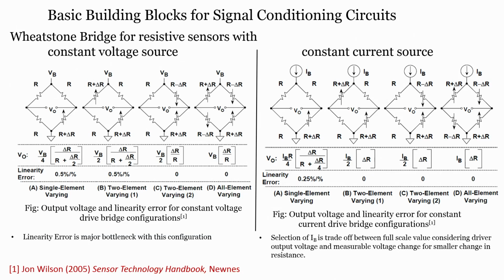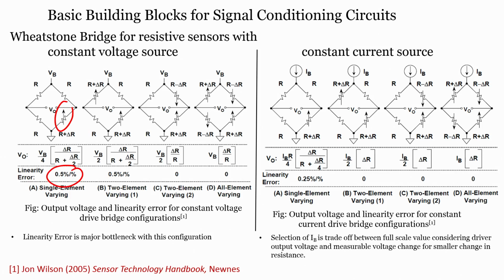If we go further, the basic building blocks for signal conditioning circuits, when we talk about the constant voltage source, that means the Wheatstone bridge for resistive sensors with constant voltage source and constant current source, how will they differ? Let us look at this. You can see we have merged a lot of things in one single, very informative slide. Here we have the voltage Vout. In this particular configuration where only one resistor is changing, we have VB by 4 into delta R by R plus delta R by 2, and here the linearity error would be about 0.5 percent.